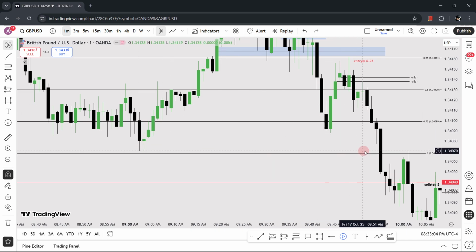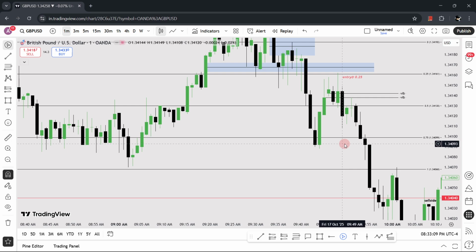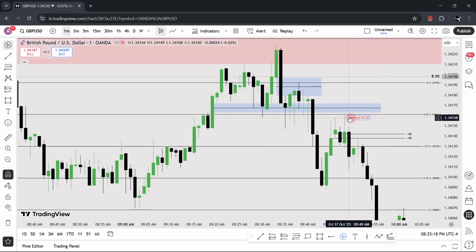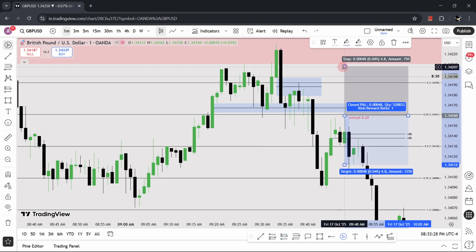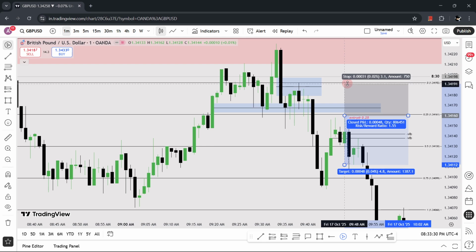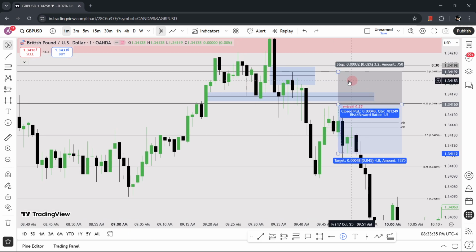So first target, final target. That's it. When you see price going like this, you can go for the final target. So that was my entry at the 0.25 level. Stop loss, it was only 3 pips, I remember. 3 pips, sorry.